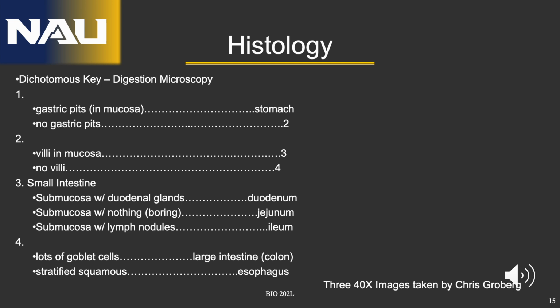Alright, remember this dichotomous key here? Well, let's use it very quickly to go over the histology of the small intestine. So here are our 3 options: a submucosa with duodenal glands, a submucosa with nothing, it's boring, and a submucosa with lymph nodules. So let's take a look at these 3 images here.